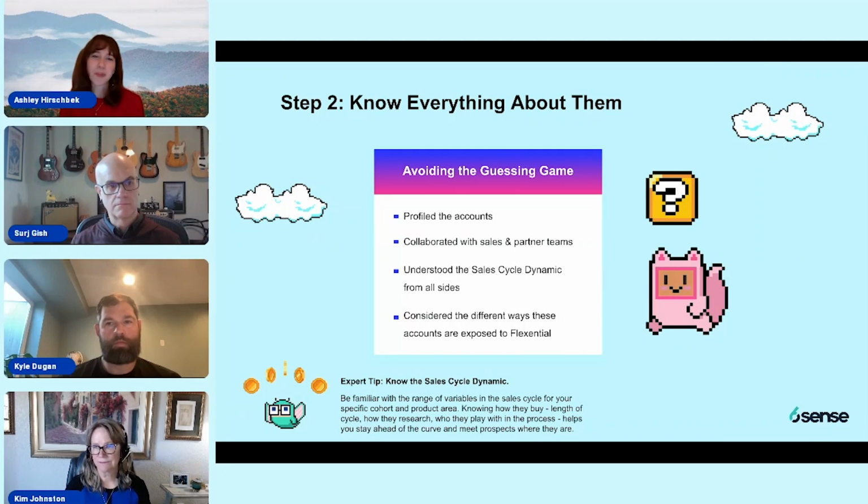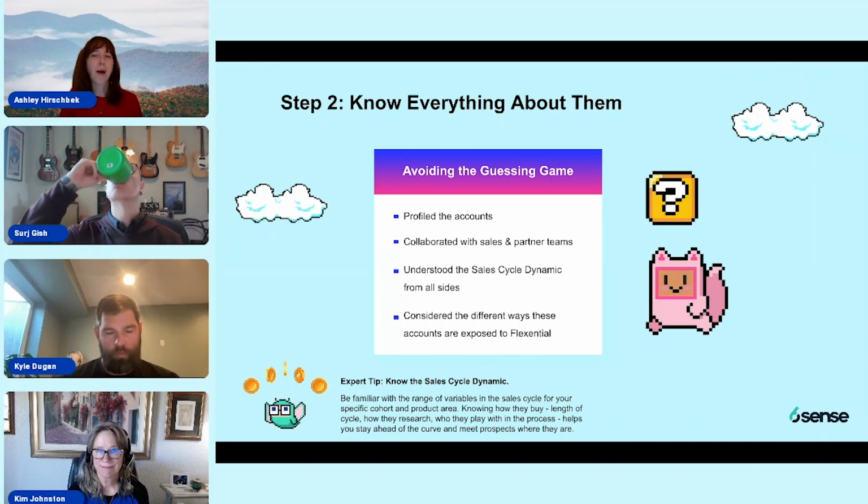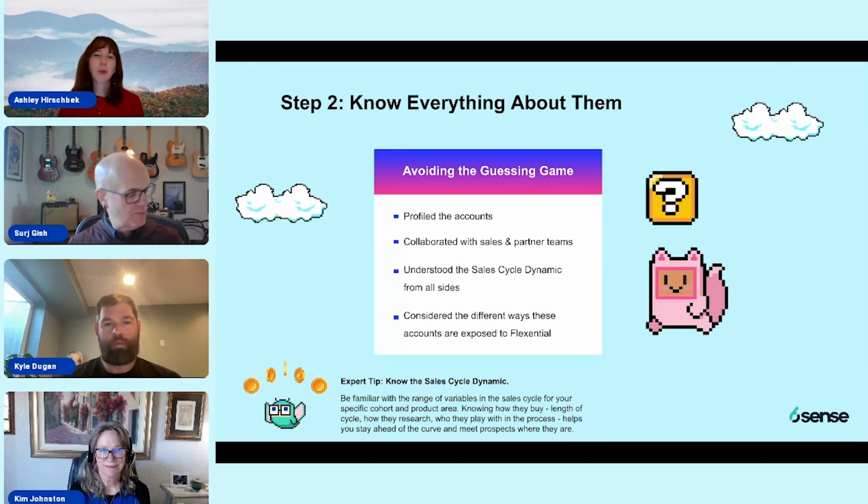There are a range of variables at play, both for a cohort and a product area. So know how they buy, how long it typically takes them to buy those solutions, how do they research, who do they play with, who do they buy from, do they buy direct, et cetera. And that's going to help you meet the prospects where they are in their journey.